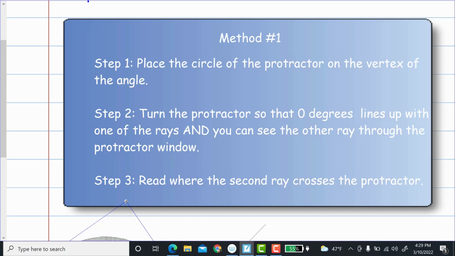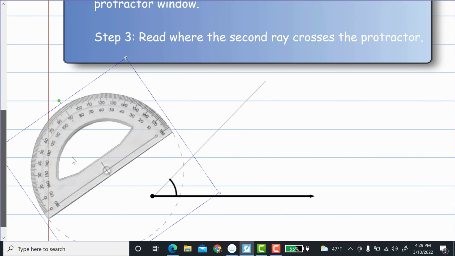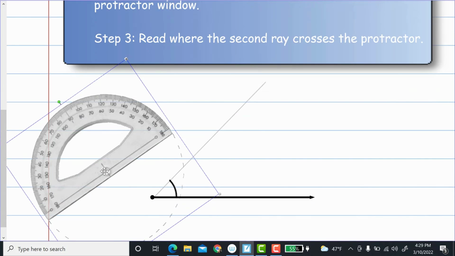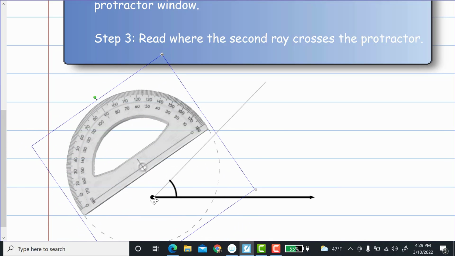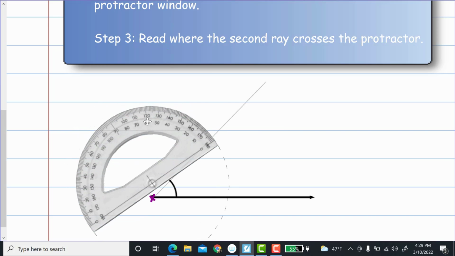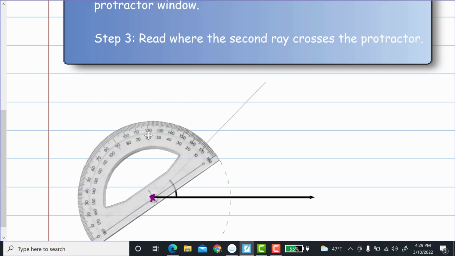Step 1 is you're going to place the circle of the protractor on the vertex of the angle. When we say the circle, that's this little hollow circle right here in the middle. You're going to place that on the vertex of the angle. That's where the two rays meet. So that would be here. Place it there.